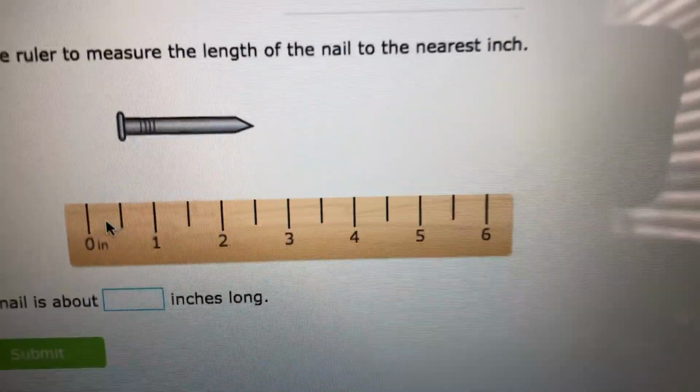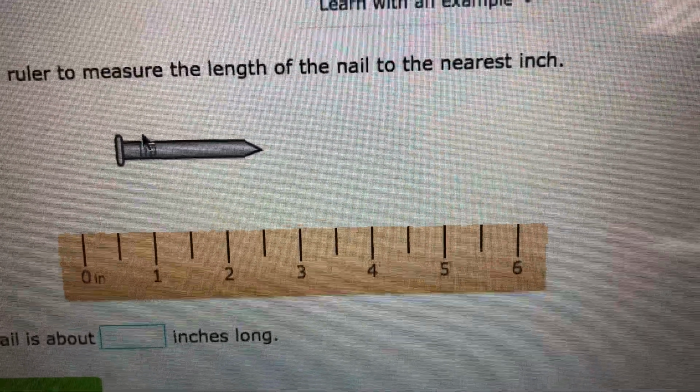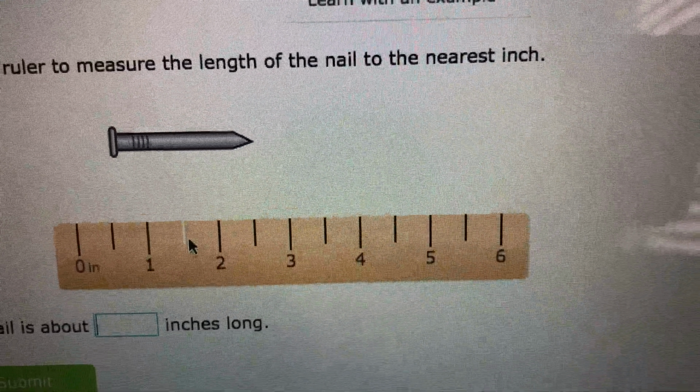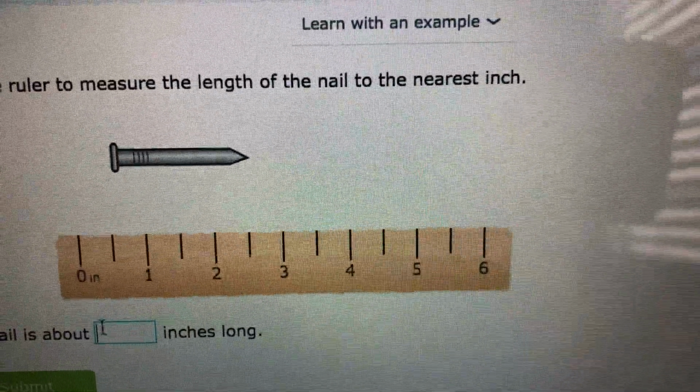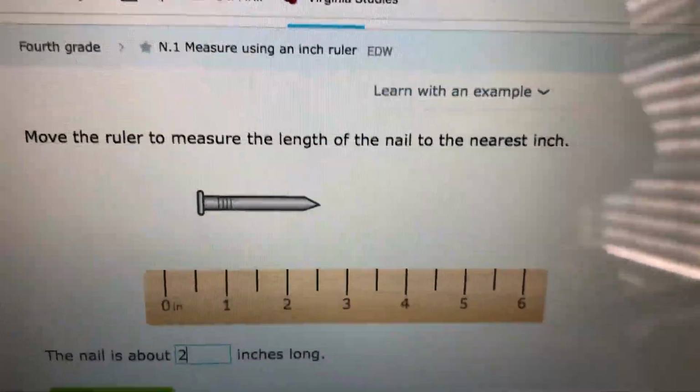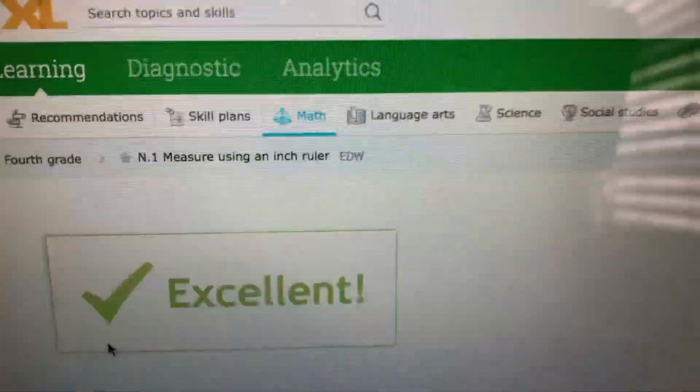Notice that it doesn't start at the 0. It starts at 1/2 inch. So 1/2 inch to 1.5 inches is 1 inch. Then to 2.5 is 2 inches.